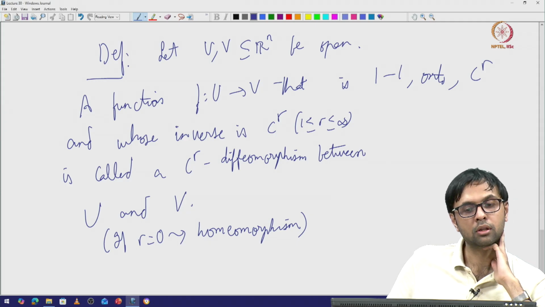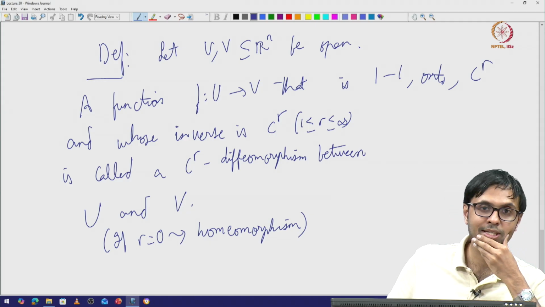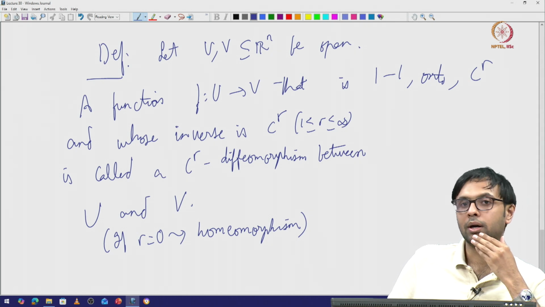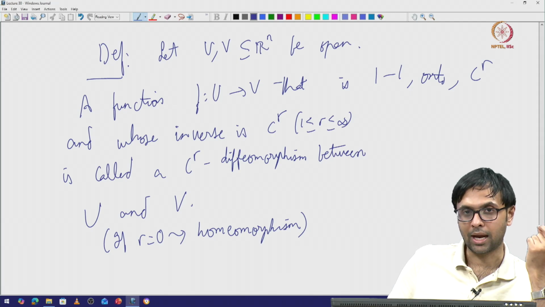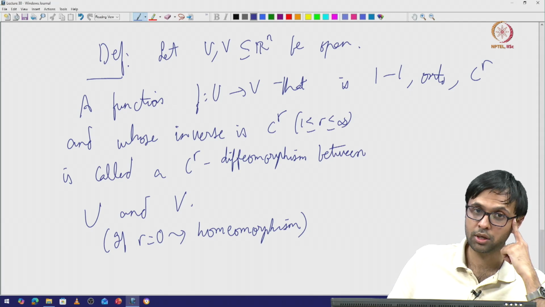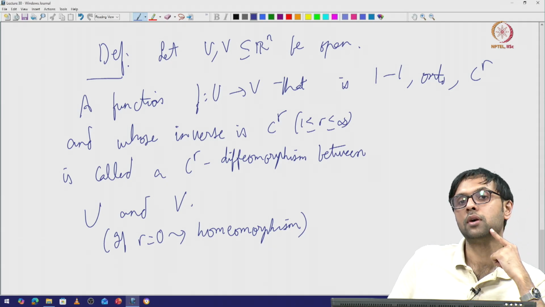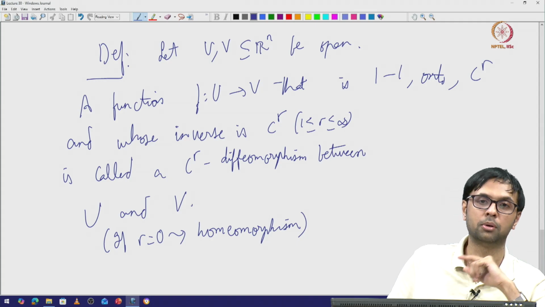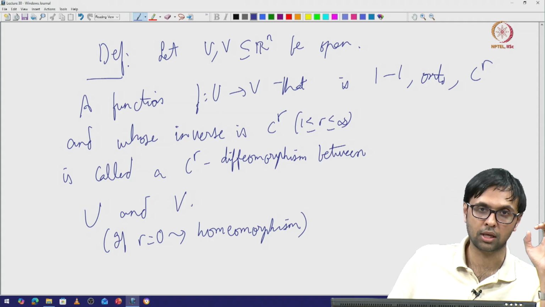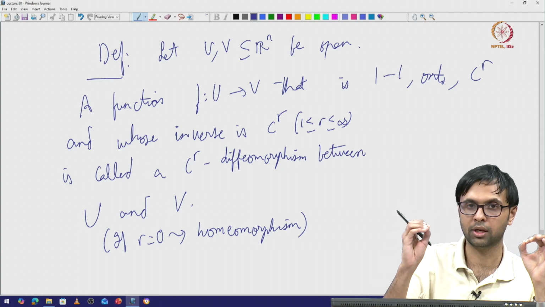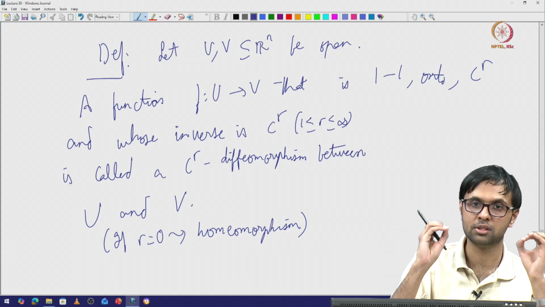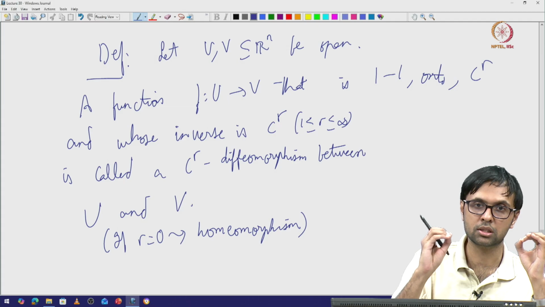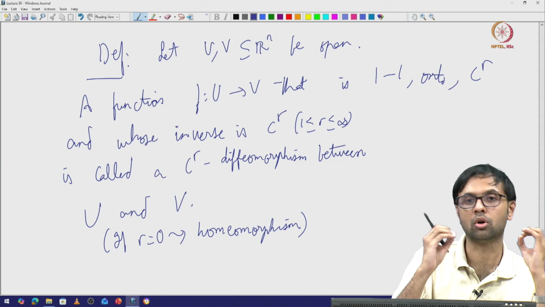The inverse function theorem in this terminology can be stated very simply as: if you have a CR function whose derivative matrix at a point is invertible, then the inverse function theorem states that f is a local CR diffeomorphism. What that means is there is a neighborhood of A and a neighborhood of f of A, so that f is a CR diffeomorphism between these neighborhoods, which means more simply f is 1 to 1 and onto, and the inverse is also CR.